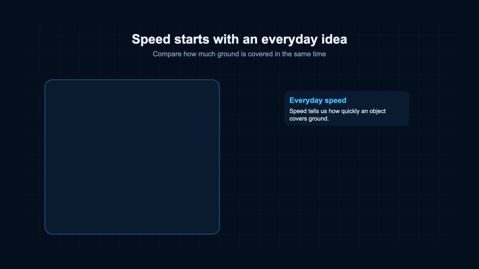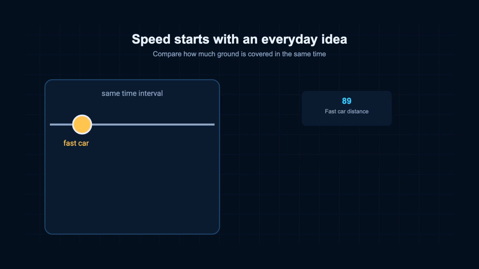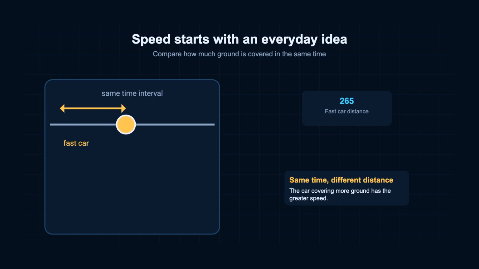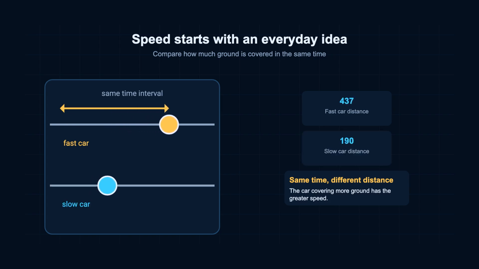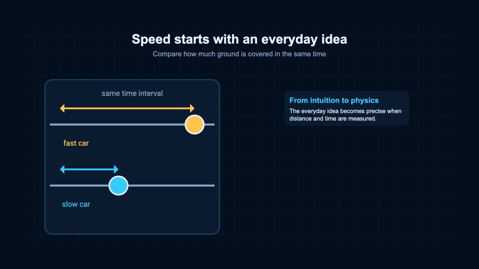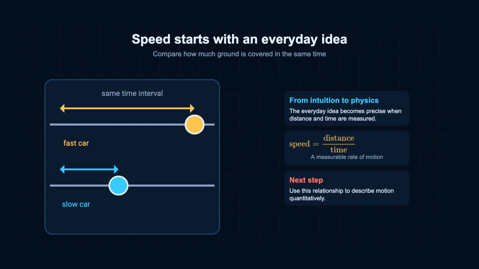You already have a working idea of speed from everyday life. It's simply how much ground something covers in how much time. A car that's fast covers a lot of distance quickly. Something slow takes ages to get anywhere. That everyday sense is exactly the seed we're going to grow into a precise physics tool.